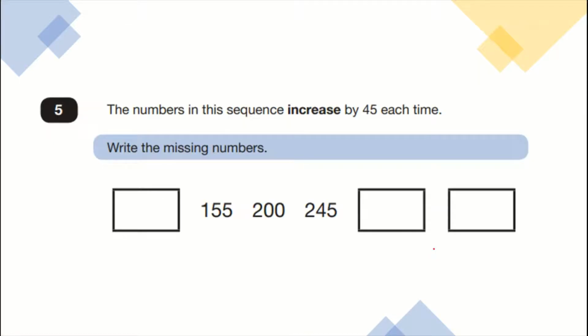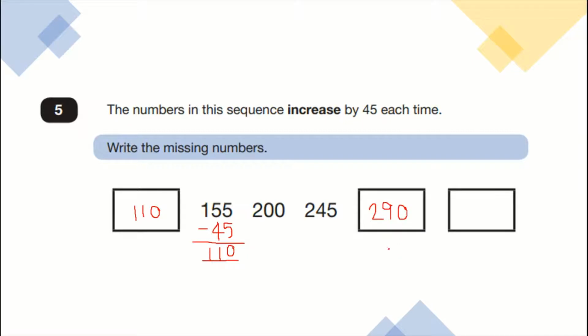Question 5. The numbers in this sequence increase by 45 each time. Write the missing numbers. So we know that we're adding 45 each time. So to work out this number here, I need to take away 45. So 155 minus 45. 5 minus 5 is 0. 5 minus 4 is 1. 1 minus nothing is 1. 110. Now to find this number, we're going to add 45. 45 and 45 is 90, so it would be 290.